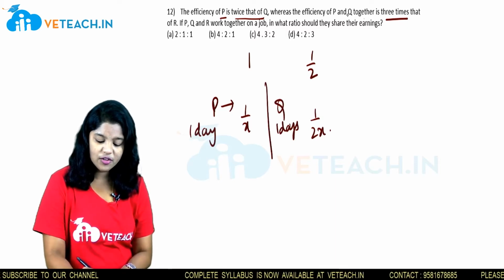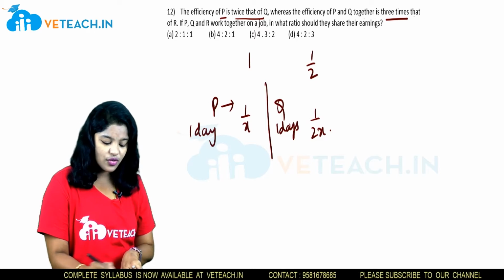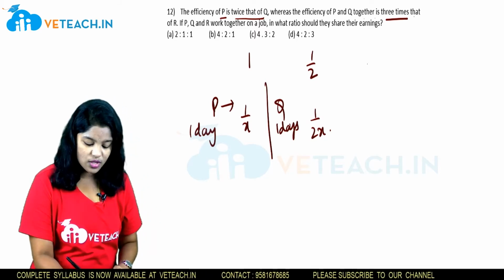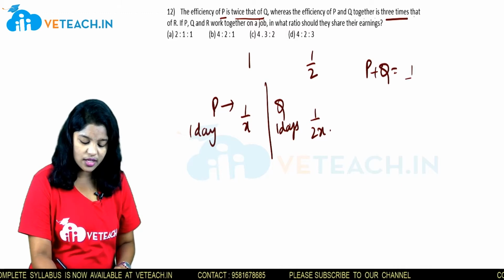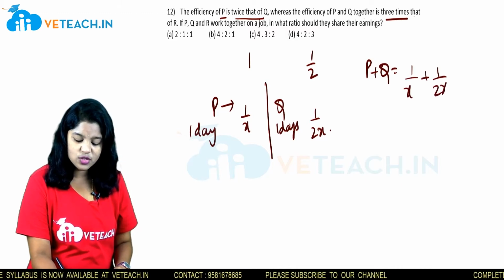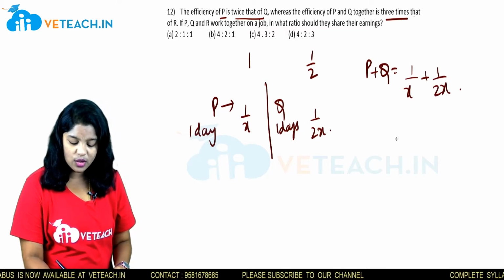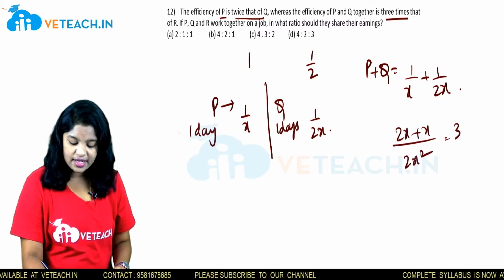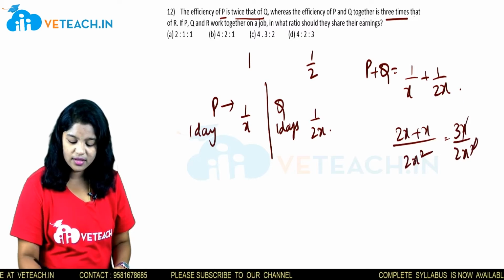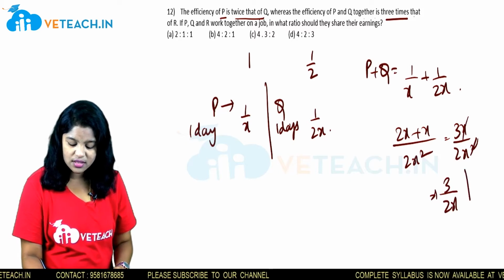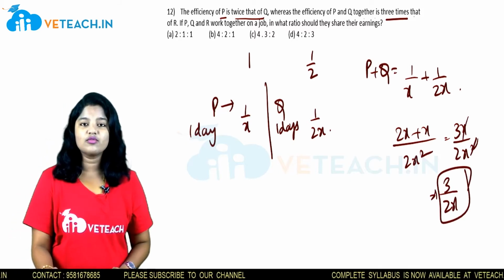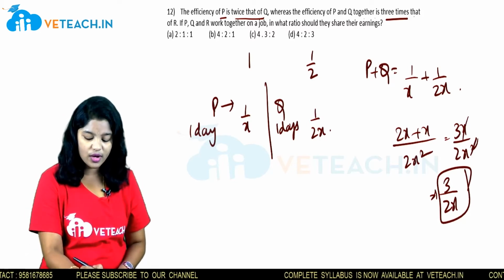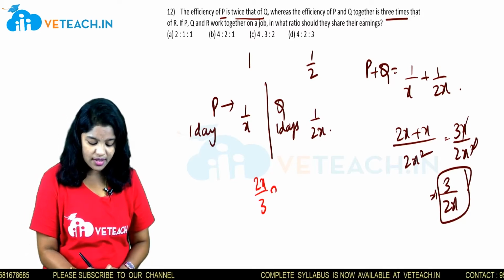Now they have given that the efficiency of P and Q is 3 times that of R. So first let us find the efficiency of both P and Q. That is P plus Q's 1 day's work is equal to 1 by x plus 2 by x, that is nothing but equal to (2x plus x) by 2x square. It is 3x by 2x square. We will get 3 by 2x. So both can do 3 by 2x of the work in 1 day. So total they will do all the work in 2x by 3 days.